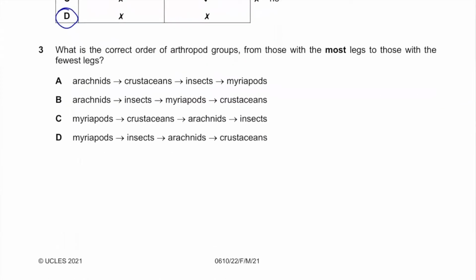Question number 3. What is the correct order of arthropod groups from those with the most legs to those with the fewest legs? Now guys, we know that arachnids have 8 legs and myriapods have many legs. So myriapods will definitely be first. After that, crustaceans generally have a higher number of legs than insects. So crustaceans is going to be the next. Arachnids will have 8 legs, insects have 6 legs. So guys, question number 3, C will be the correct answer.